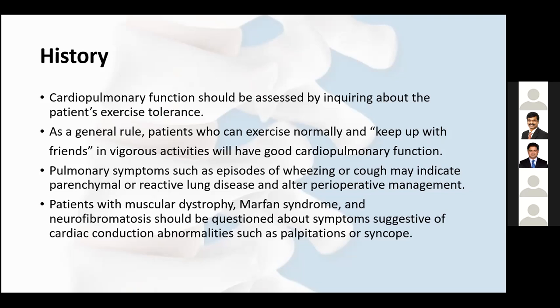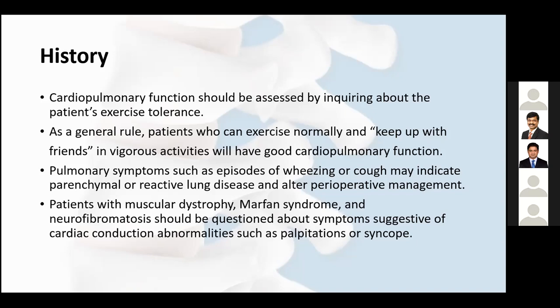Pulmonary symptoms such as episodes of wheezing or cough may indicate parenchymal or a reactive lung disease and alter the perioperative management. Patients with muscular dystrophy, Marfan syndrome, and neurofibromatosis should be questioned about symptoms suggestive of cardiac conduction abnormalities such as palpitation or syncope.